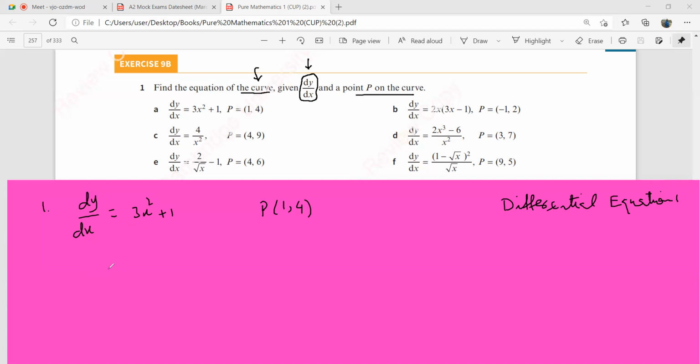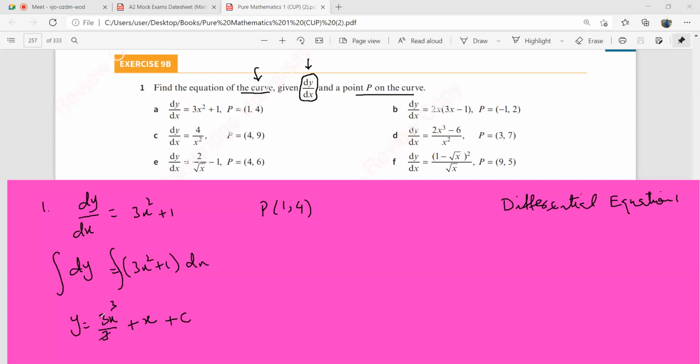The first step to solve this will always be that you will have dy on one side and dx on the other side. You already have 3x square plus 1, and here it is dx. The side which has the dx will have all the terms in x. The side which has dy will have all the terms in y. By the way, there is no term in y, so we're just going to integrate it. When you integrate this, the integral of dy becomes y, and this is going to be 3x cubed over 3 plus x plus c.